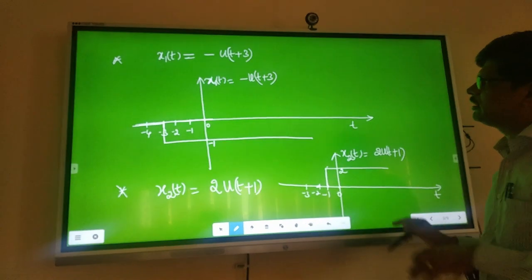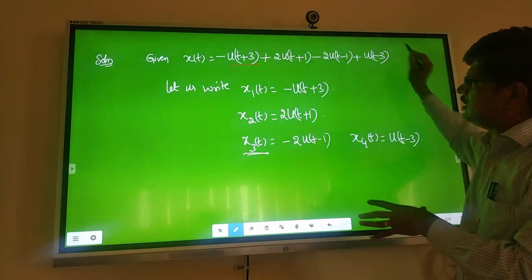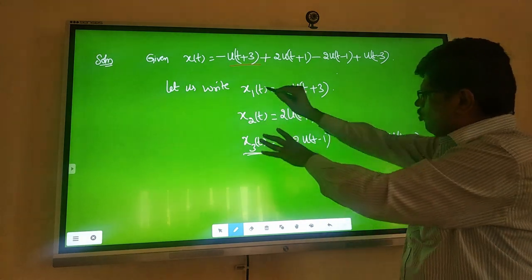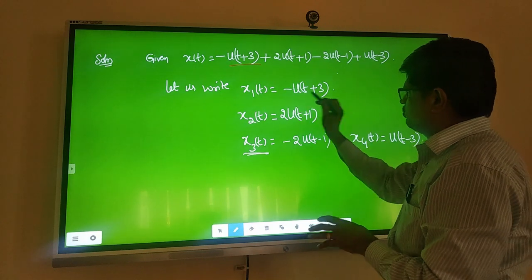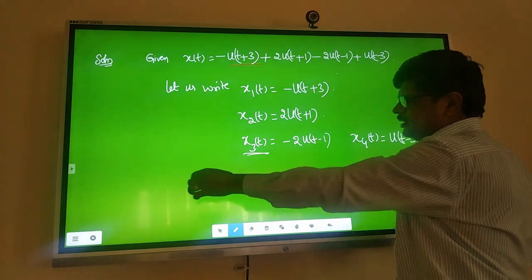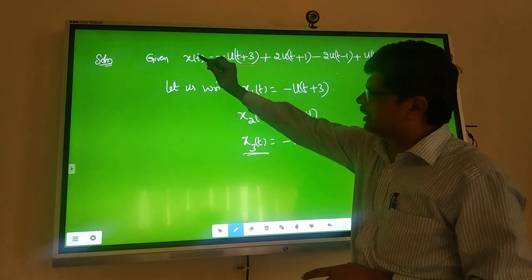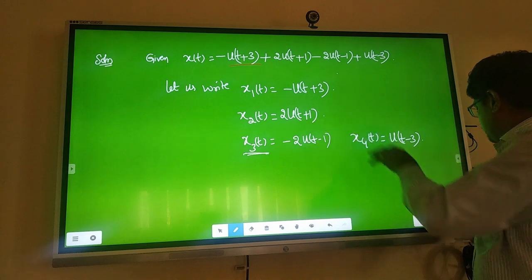Now let me plot one by one. There are 3 steps for any big expression like this. First, draw graphically the four graphs. Then mathematically explain how these graphs are plotted. Finally, combine everything and write x of t. That's all, 3 steps. First, let me draw all the graphs, starting with x1 of t.